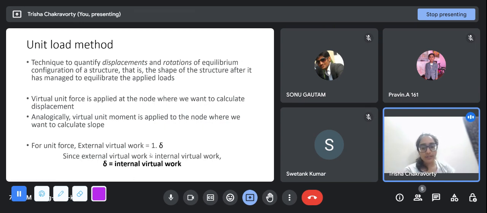And since external virtual work is equal to internal virtual work for a body in equilibrium, equilibrium is taken for granted. Then 1 into delta is equal to the internal virtual work. So if we can find a method to find the internal virtual work due to that unit load, then we can find the displacement that we want to find.